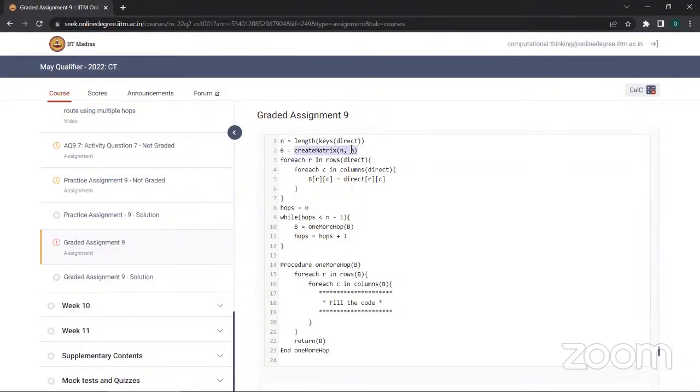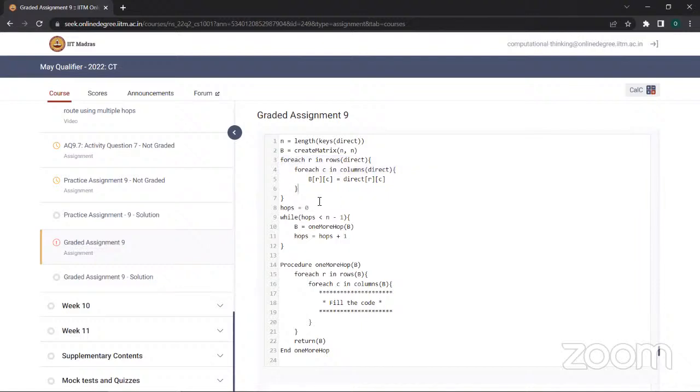It's a square matrix. So if there are 100 stations, then our B will be a 100 by 100 matrix. Ultimately it's a dictionary, but if you visualize it graphically in a tabular structure, it will be a 100 by 100 matrix. Then we are iterating on that matrix. It's a two-dimensional entity, so we are iterating using two loops.